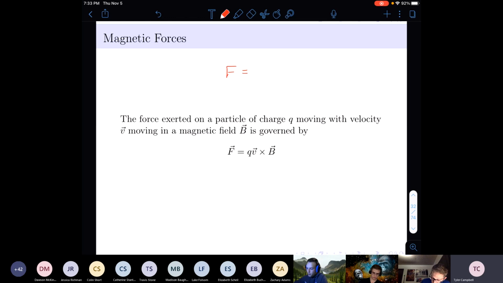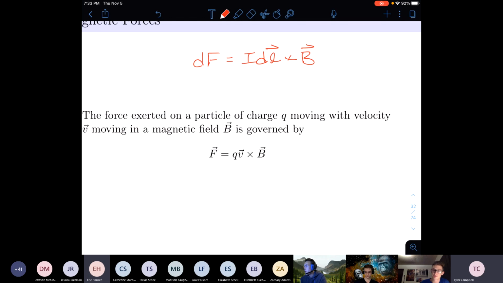One of them is not listed here. I will write that out. dF equals I dL cross B. That's one form, and the other form is listed right here, qV cross B. So both are equally viable. Sorry, I should say dF there. My bad. It's dF for I dL. Yes, I apologize. It's differential by nature, but if you have a constant length, for example, then it would just be ILB. That's very specific, but that is the definition. I apologize for forgetting that d in front of F, but it is dF.